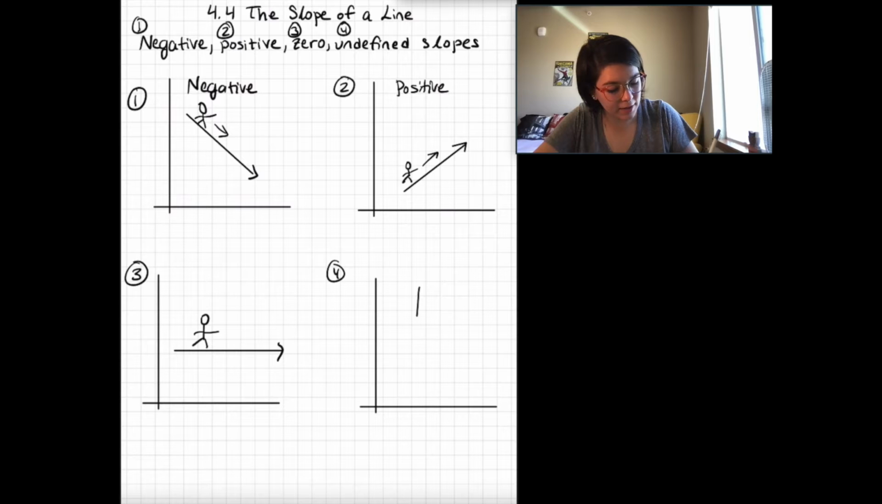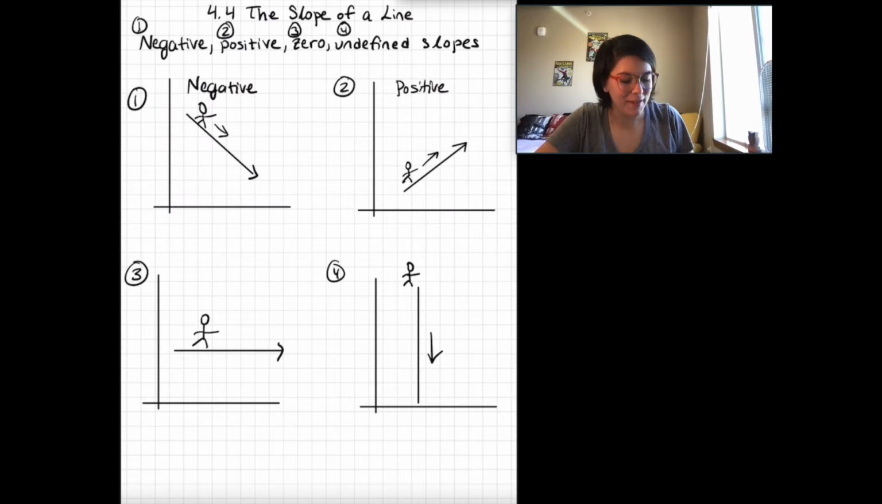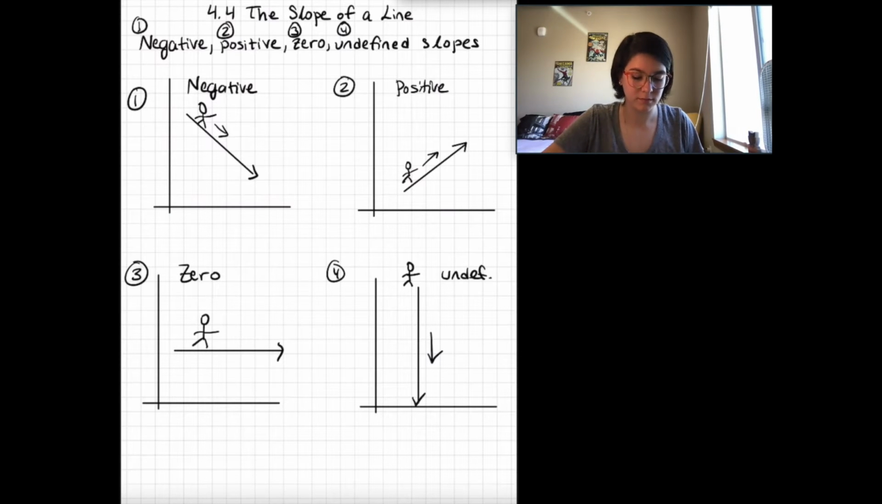And finally, an undefined line would be if you're standing on a cliff, if you will, and you're looking down and you can't see the bottom because it's undefined. So those are the four possibilities. So we have negative, you're walking downward; positive, you're walking up; zero, you're on a flat surface; and undefined, standing on a cliff.